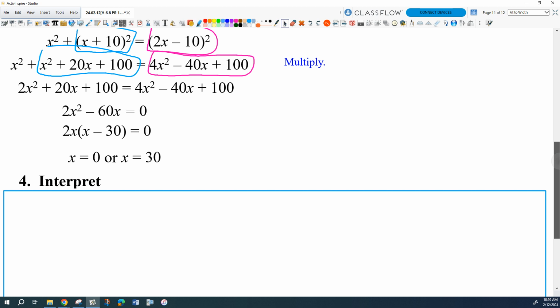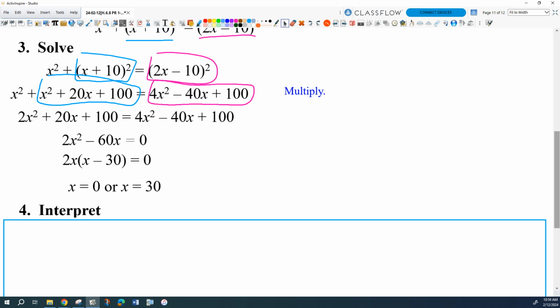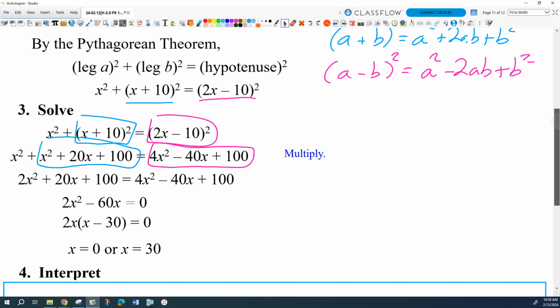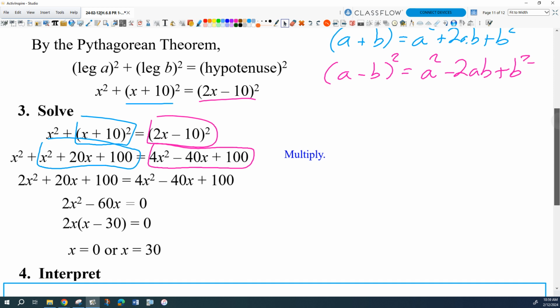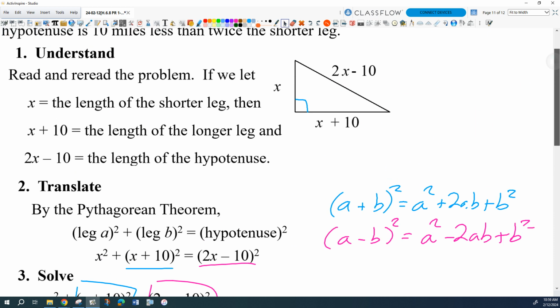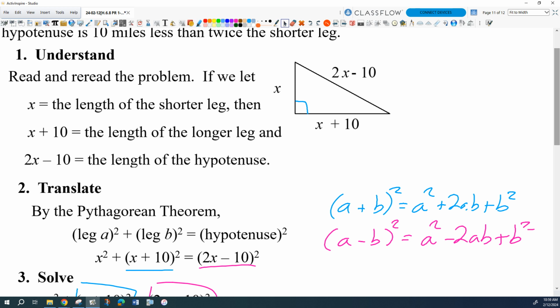So now let's interpret, because we're out of math mode now. We were in algebra mode, we solved the equation, we got our mathematical solutions, but now we have to interpret. Talk to me about those solutions, x equals 0 or x equals 30. What did you say, Brandon? 30, yeah. X equals 0, is that a legitimate solution? No. If we're talking about side lengths of a triangle, a side length of 0 makes no sense at all, right? That's not a triangle anymore.